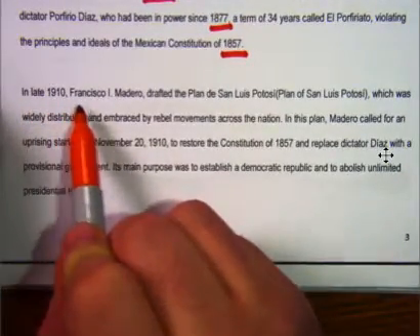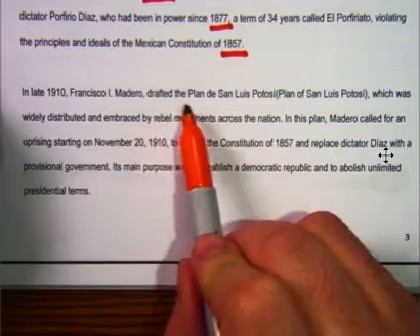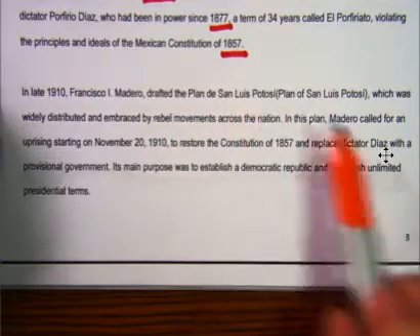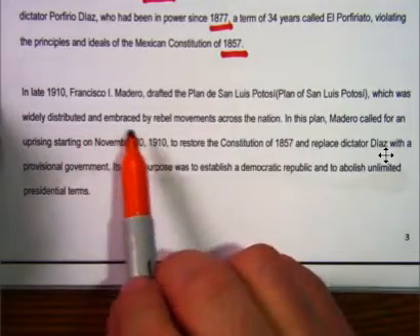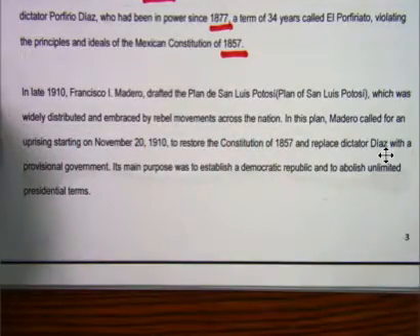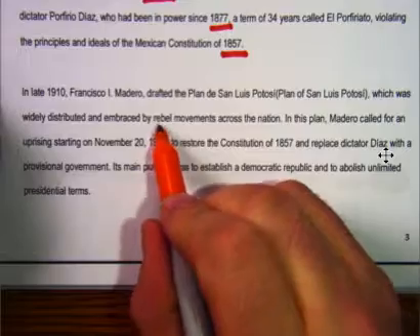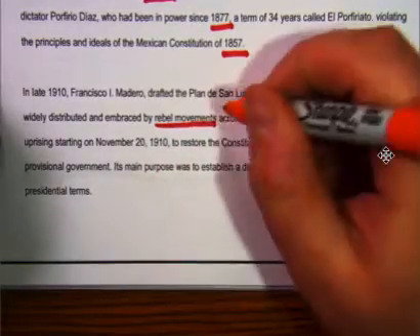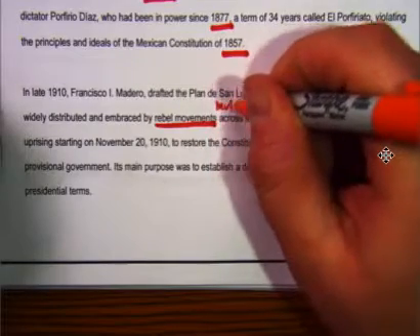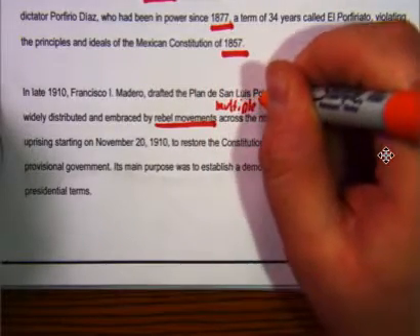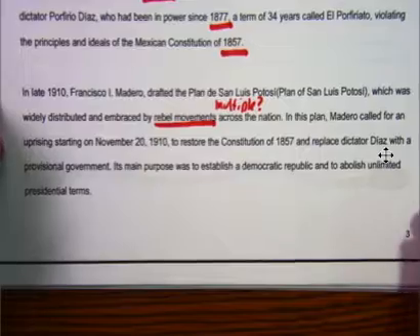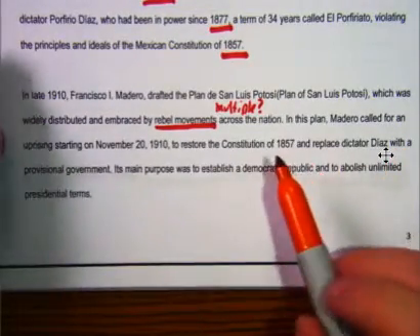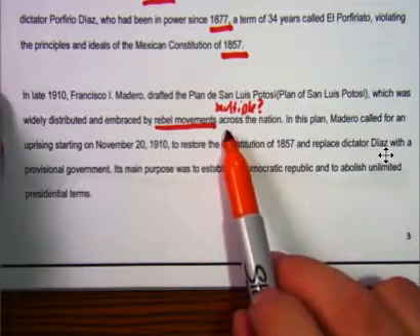In late 1910, Francisco I. Madero drafted the Plan de San Luis Potosí, which was widely distributed and embraced by rebel movements across the nation. Okay. Rebel movements lead revolution. And also there's an S here, so there's multiple. That might be important for making a comparison between Mexican Revolution and French and United States revolutionary movements.